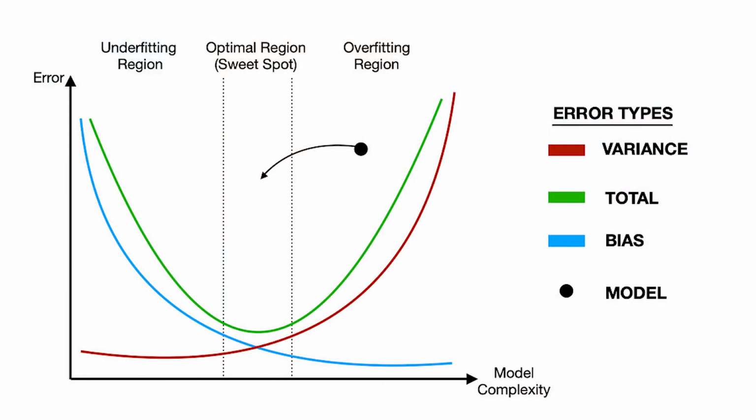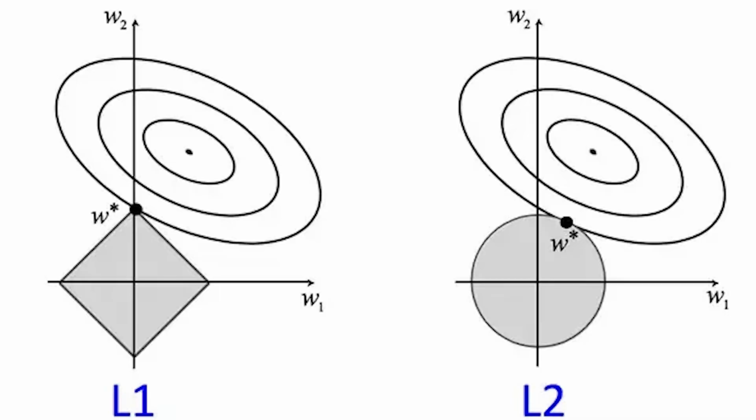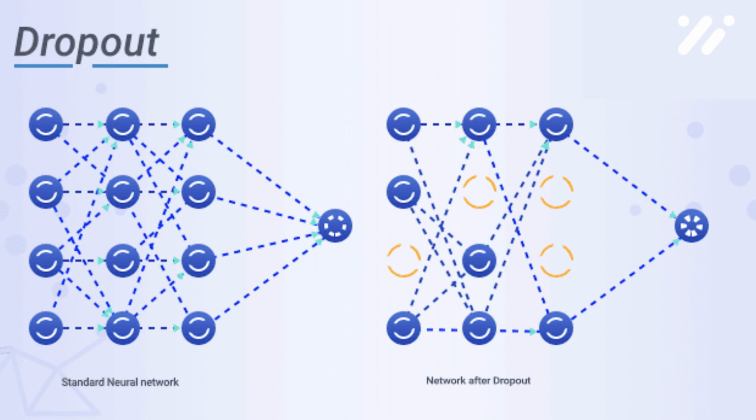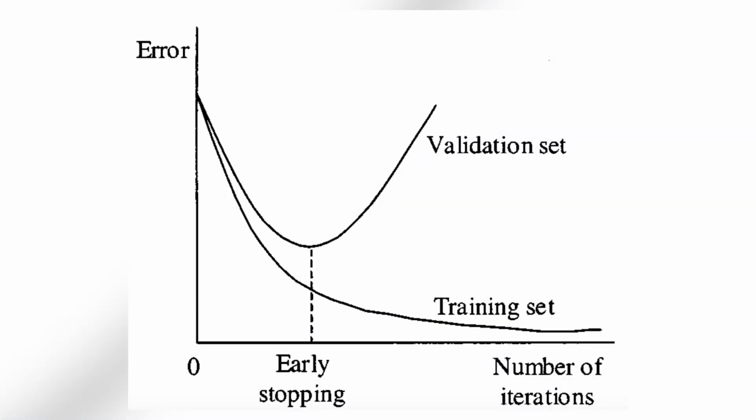Another technique is regularization. So applying regularization techniques such as L1 or L2 regularization, dropouts, or early stopping to prevent overfitting and improve generalization. So regularization is usually used to prevent overfitting. It reduces the model complexity, preventing it from memorizing noise in the training data.